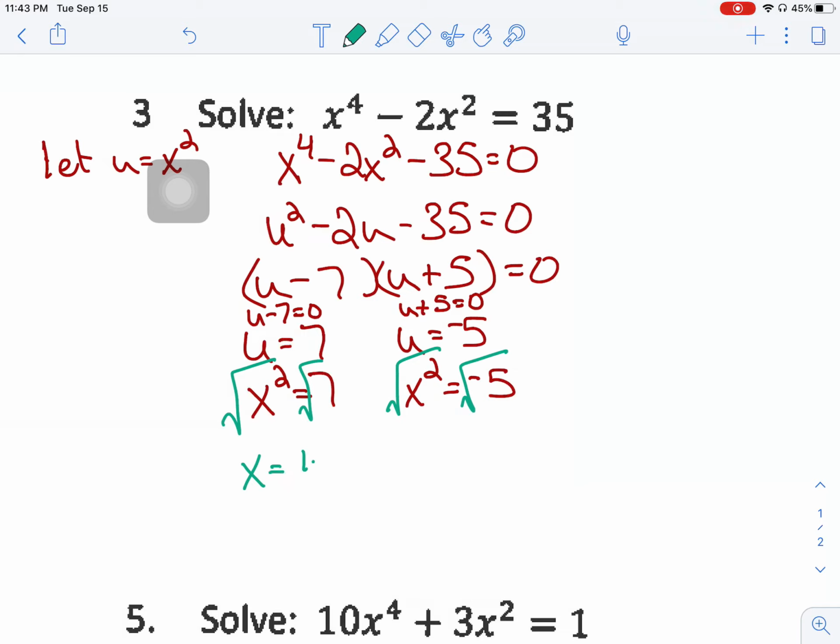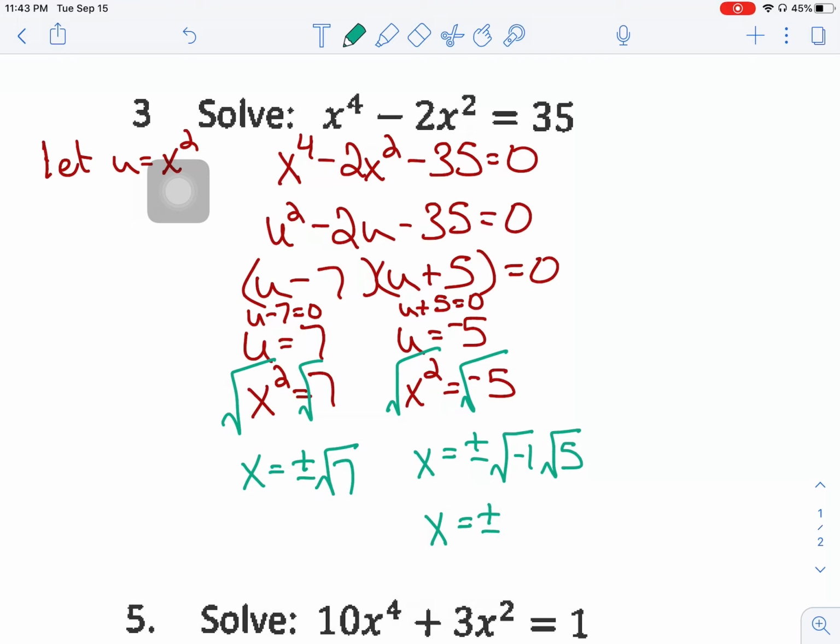So x is equal to plus or minus root 7. If you can't reduce your radical, leave it. And x is equal to plus or minus, now, this one I can break up. So I'm going to break it up as negative 1 and 5. Negative 1 times 5 is negative 5. And so this would become x is equal to plus or minus.